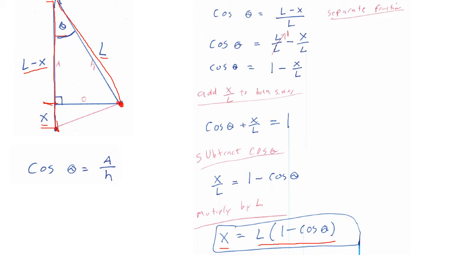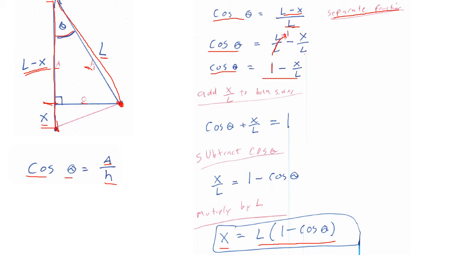So look at this. We have our theta angle right here. Here's our adjacent, hypotenuse, and opposite. Recall that the cosine of theta is adjacent over hypotenuse. So our adjacent is L minus x, and our hypotenuse is L. So our cosine of theta is equal to L minus x over L. Then I look and I see I have an L over L and an x over L, so I can separate the fraction. We have cosine of theta is equal to L over L minus x over L. L over L is simply 1, so we can reduce that down. The cosine of theta is equal to 1 minus x over L.